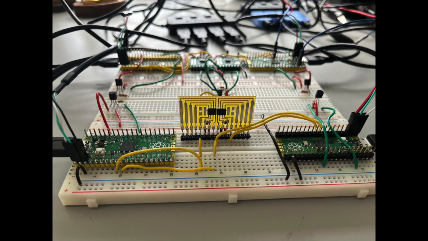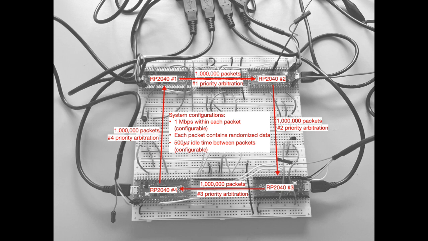This is a more obliquely angled photo of the same setup where you can see the two CAN transceivers 3 and 4 down at the bottom of the breadboard on that vertically oriented breakout board. And the experiment that I'm about to demonstrate is illustrated here.